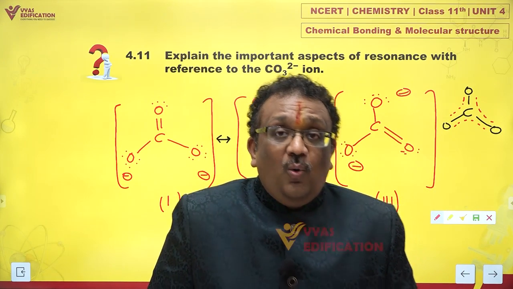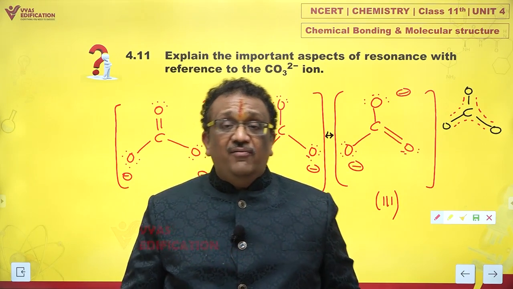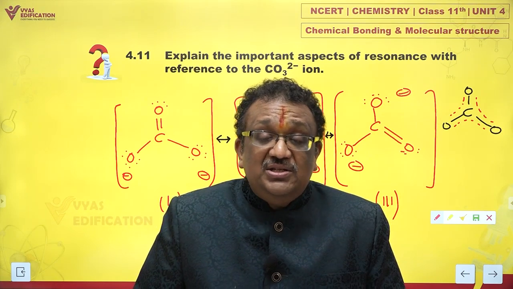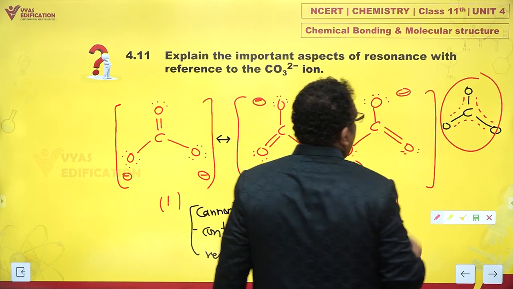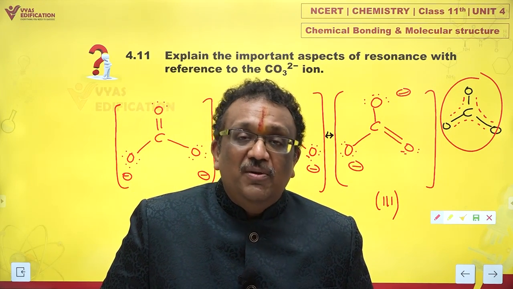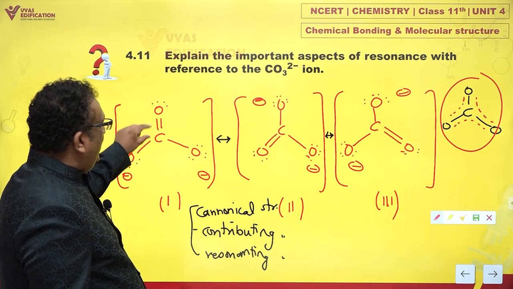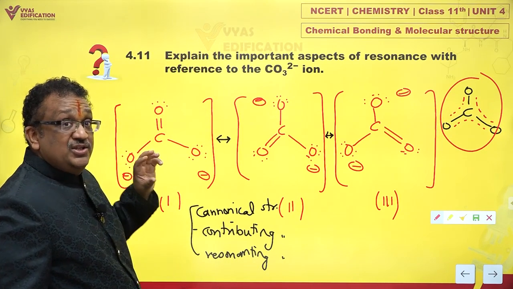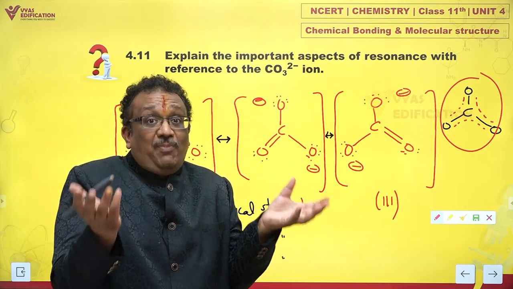We have not quantified how many pi bonds are there, how many lone pairs are there, what is the charge on each atom. These details are missing from this style of writing. So this style is not regarded with great respect. It is just used for imagining that the pi bond is not fixed between 1 carbon and 1 oxygen. It is a delocalized pi bond. This is the way we call it. It is a delocalized pi bond.